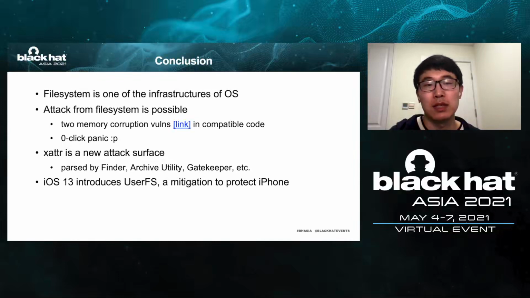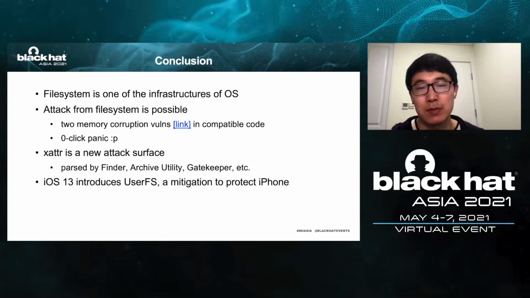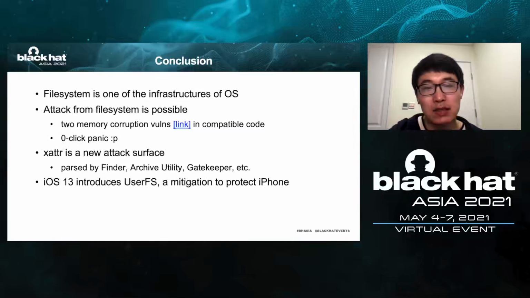What's more, the meaning of XATTR is interpreted by different programs. For example, Finder uses tags. Archive tools need to process XATTR, and Gatekeeper also relies on XATTR to decide something. This all involves the parsing of XATTR, which is a new attack surface. It is possible to attack these softwares through XATTR. Finally, on iOS, UserFS is a good exploit mitigation.